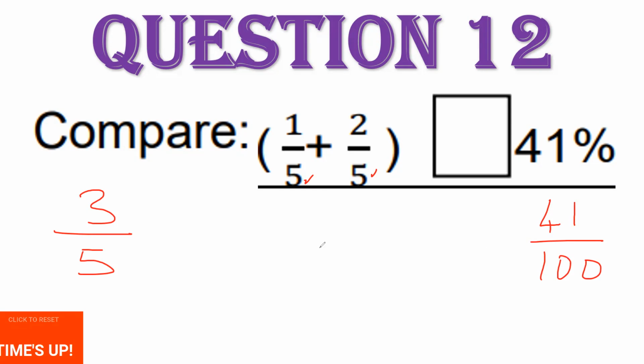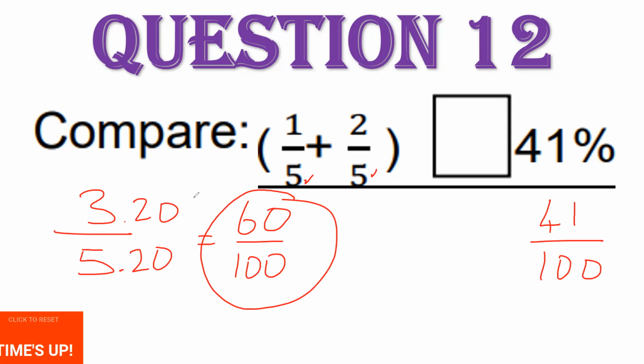So we cannot compare them for now, but if you make them equal denominators, you can compare them. So how can I make them equal? 5 times 20. So 3 times 20 is equal to 60. The other one is 100. So I have a bigger number here. So it means this side is bigger. Done. We did compare them. This side is bigger than the other side. We have done our question 12.